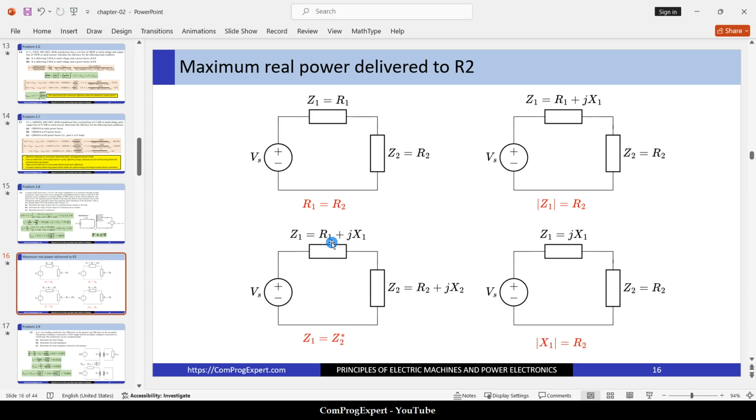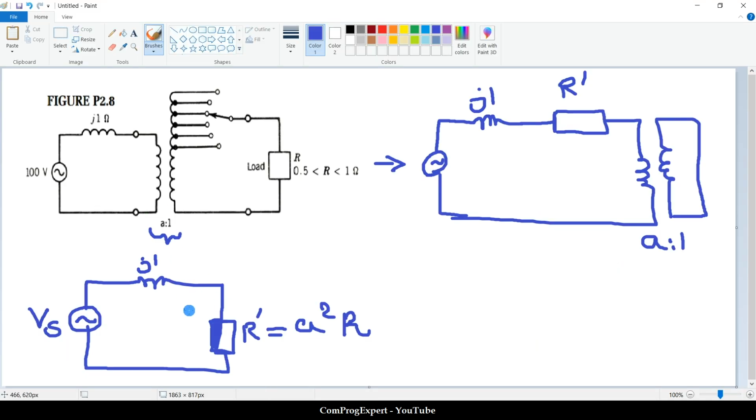In this case, we have Z1 and Z2 both with resistive and inductive terms. So in this case, Z1 must be equal to the complex conjugate of Z2. And this final case is when we have jX1 but R2, a resistive load. The amplitude of X1 must be equal to R2. This is our case, the case that we have here.